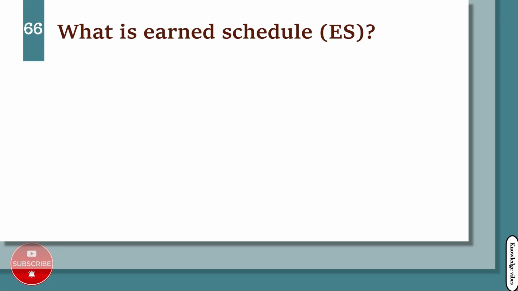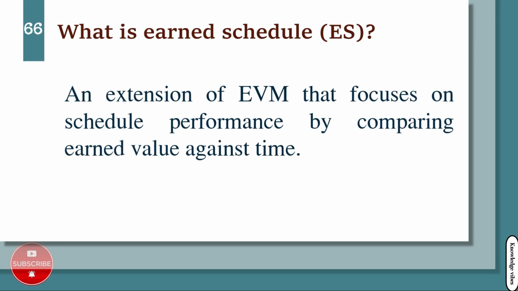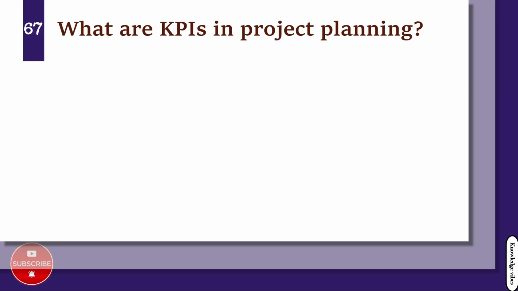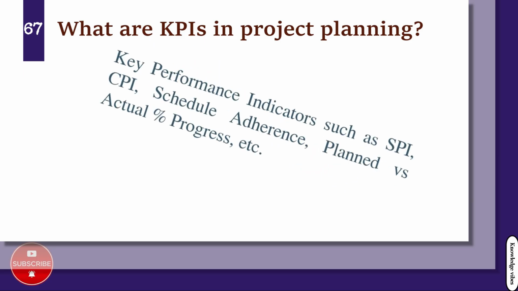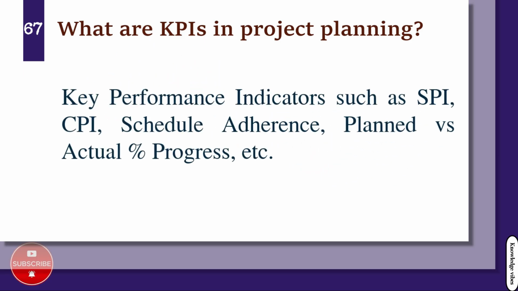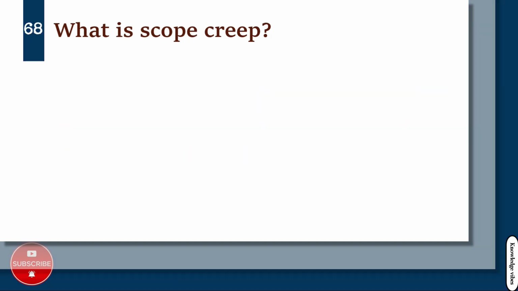What is earned schedule, ES? An extension of EVM that focuses on schedule performance by comparing earned value against time. What are KPIs in project planning? Key performance indicators such as SPI, CPI, schedule adherence, planned vs actual % progress, etc.